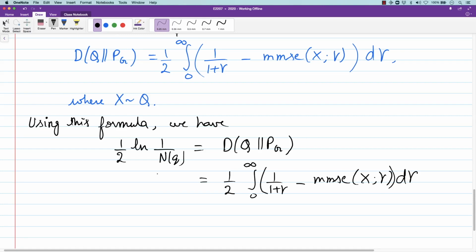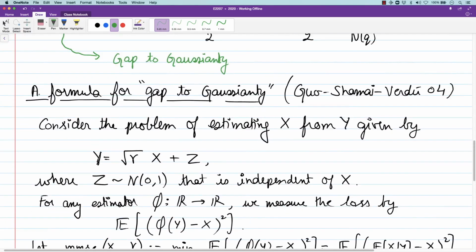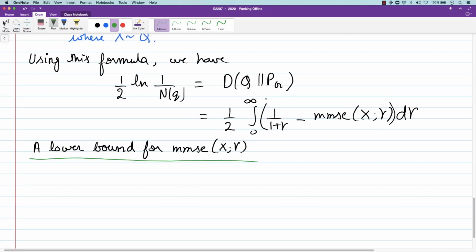So now we have a formula for this half log entropy power, but there is this term MMSE(X, gamma) which we still need to handle. In fact, another component of the proof that we need is a lower bound for MMSE(X, gamma). This was the first formula we have, and now this is the second formula that we are deriving. It's a very popular lower bound.